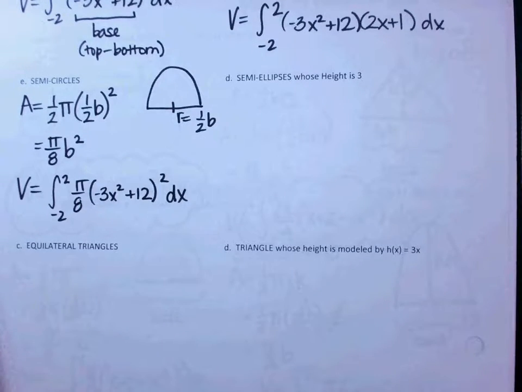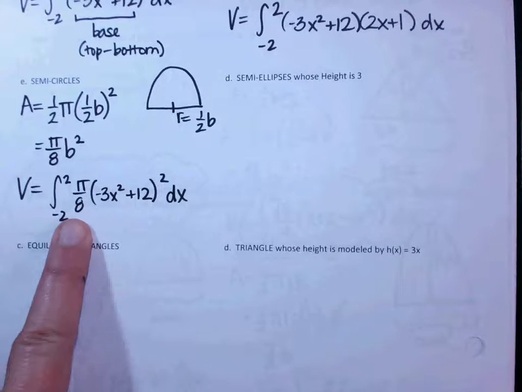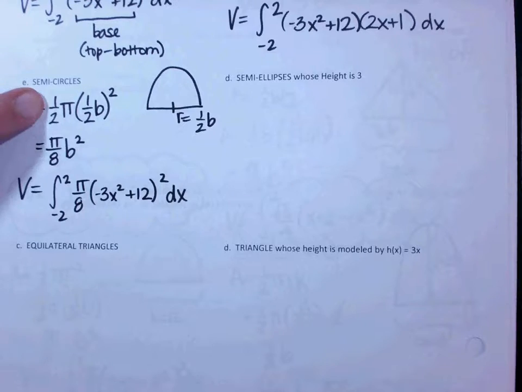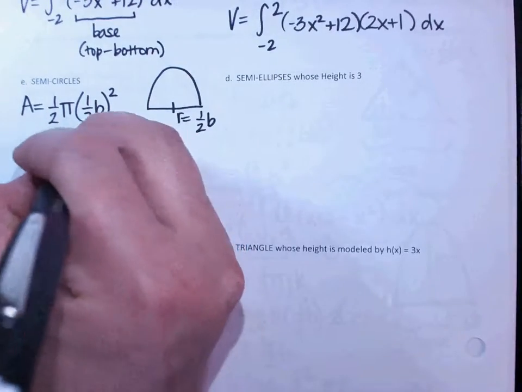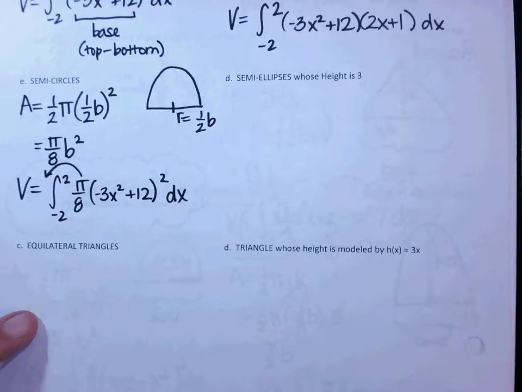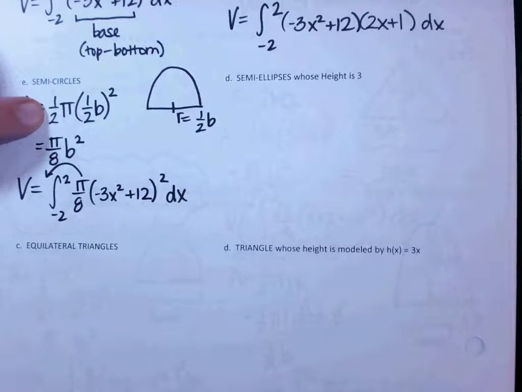Now, why would we want to write it like this versus leaving it like that? This is why. If you had to do this integral by hand, could you move the pi eighths to the front? Yeah, and that would make it a lot easier versus having to work with it in that form. Okay?